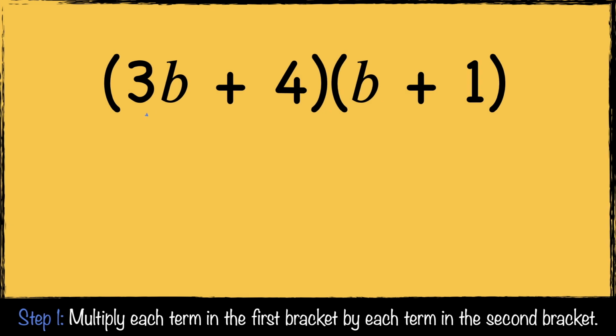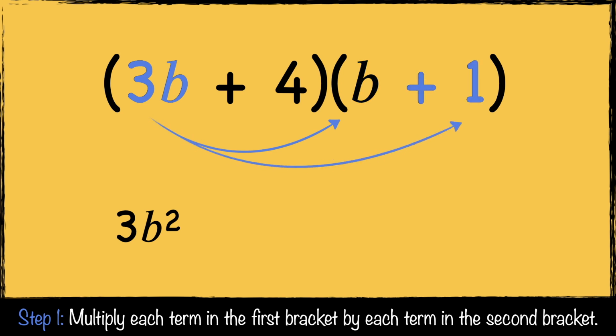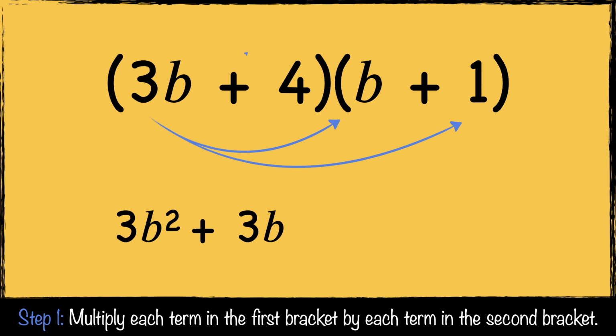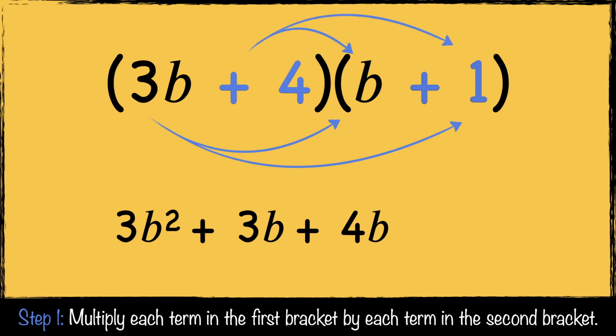First, we multiply 3b by b, which gives us 3b squared. Then we multiply 3b by 1, which gives us 3b. Now we multiply 4 by b, which gives us 4b. Then we multiply 4 by 1, which is 4.